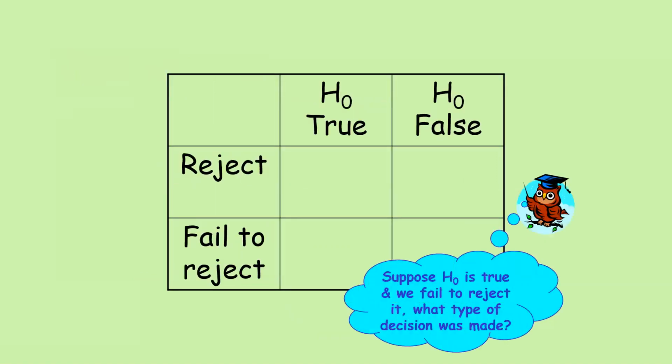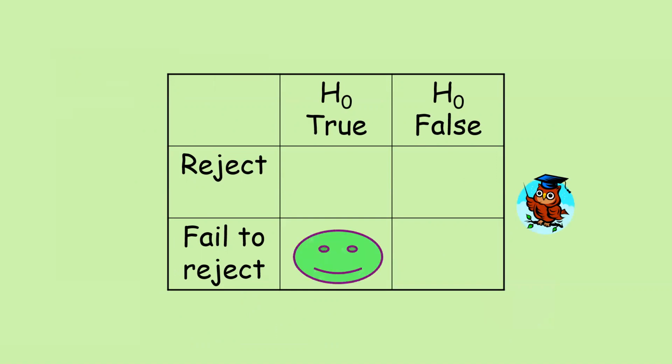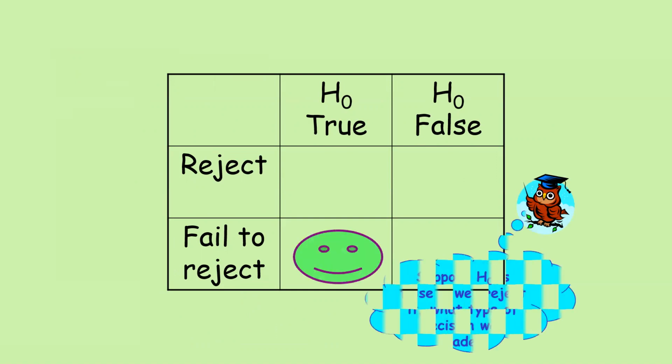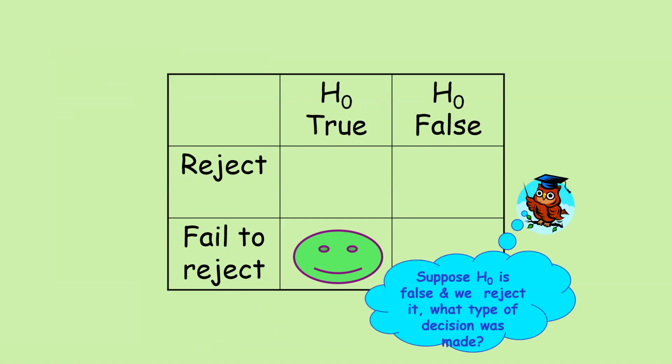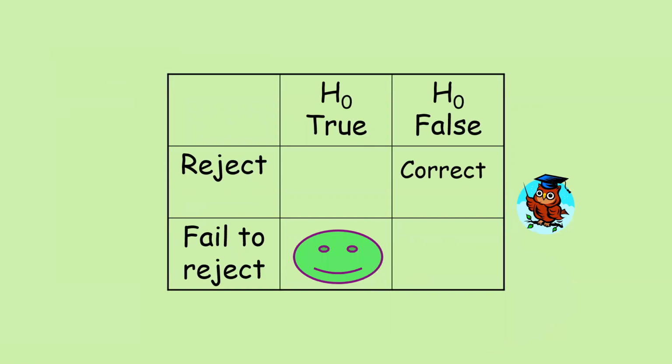Okay, so what if we suppose the null is true and we fail to reject it? What decision have we made? Well, if it's true and we fail to reject, that means we're assuming true, and that is a correct decision. Suppose our null is false and we reject it. What decision was made? Well, if it's false and we reject it, that again is a correct decision.